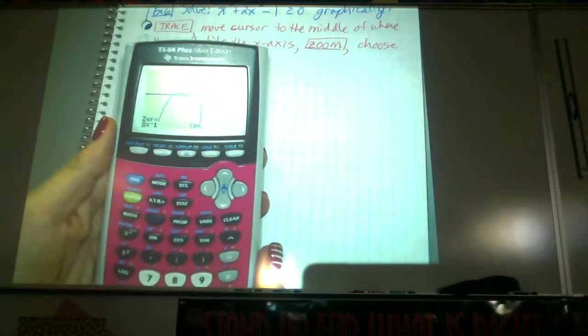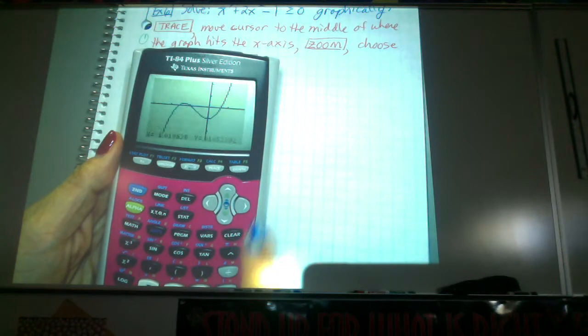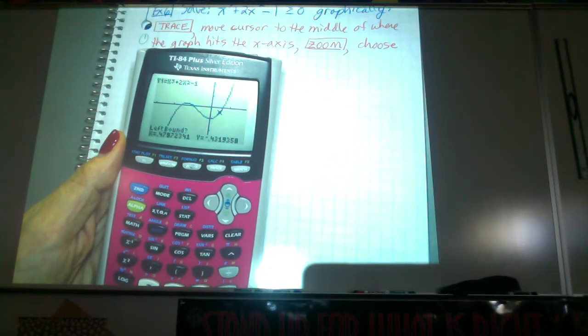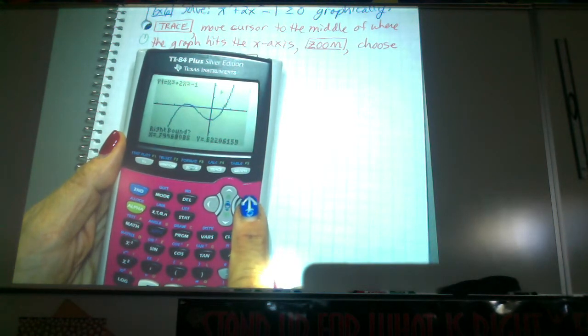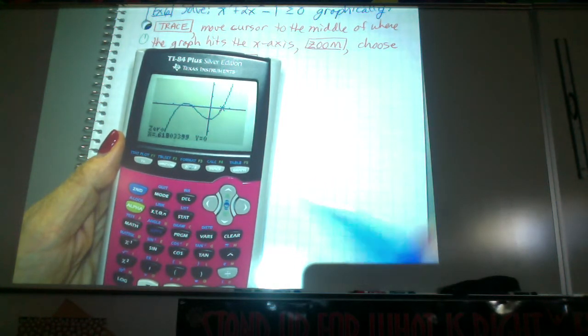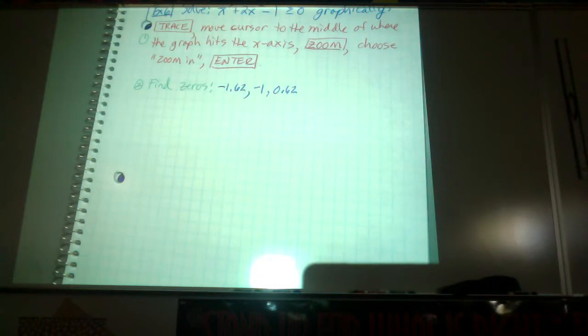All right, so then let's find the rightmost 0. So second calc, 0. This time I'm going to go below the x-axis, and I have a lot further to go. Hit enter, above the x-axis, enter, and enter again. That would be 0.62, which is typical for cubics, 0.62 to repeat themselves. Okay, so those are my zeros.